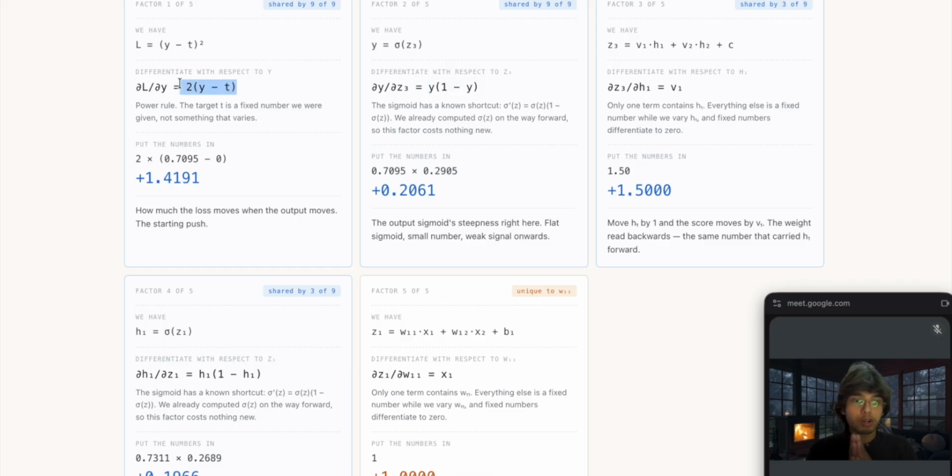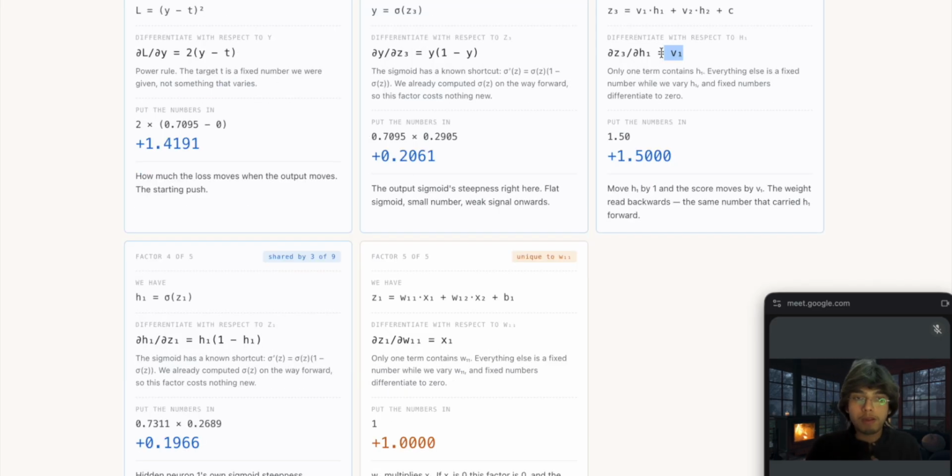Perfect. So to make this simple, we already know these two equations. We multiplied it, we called it delta out. Now for one particular path, we have these v1 and this h1. In the other path, we'll have v2 and h2 here. So that's the only difference, right?